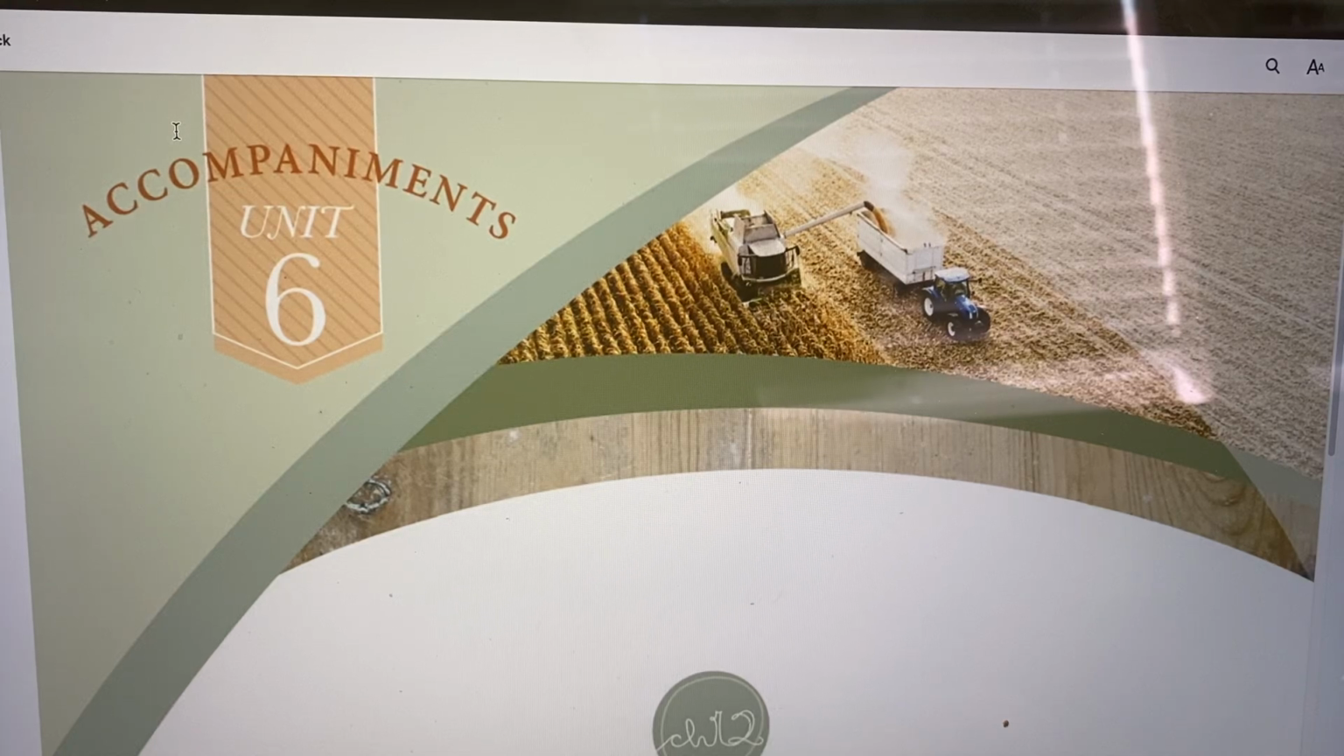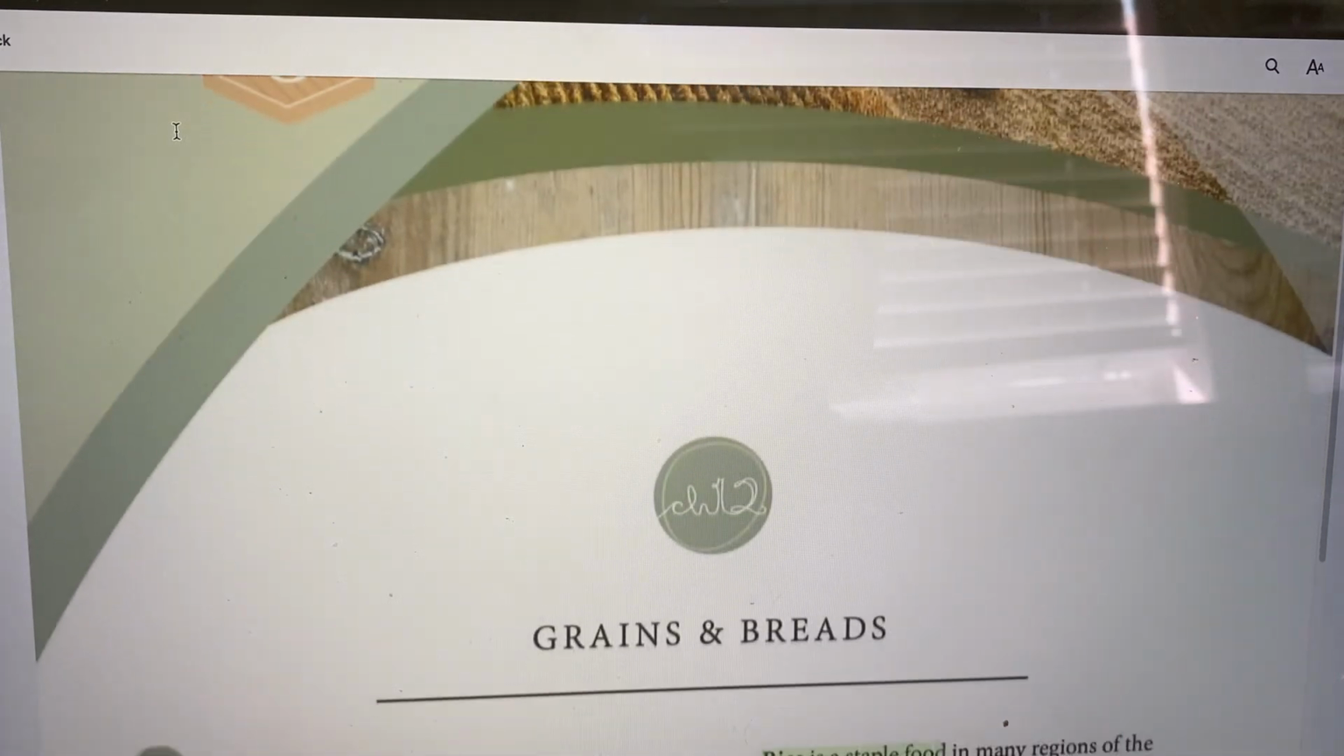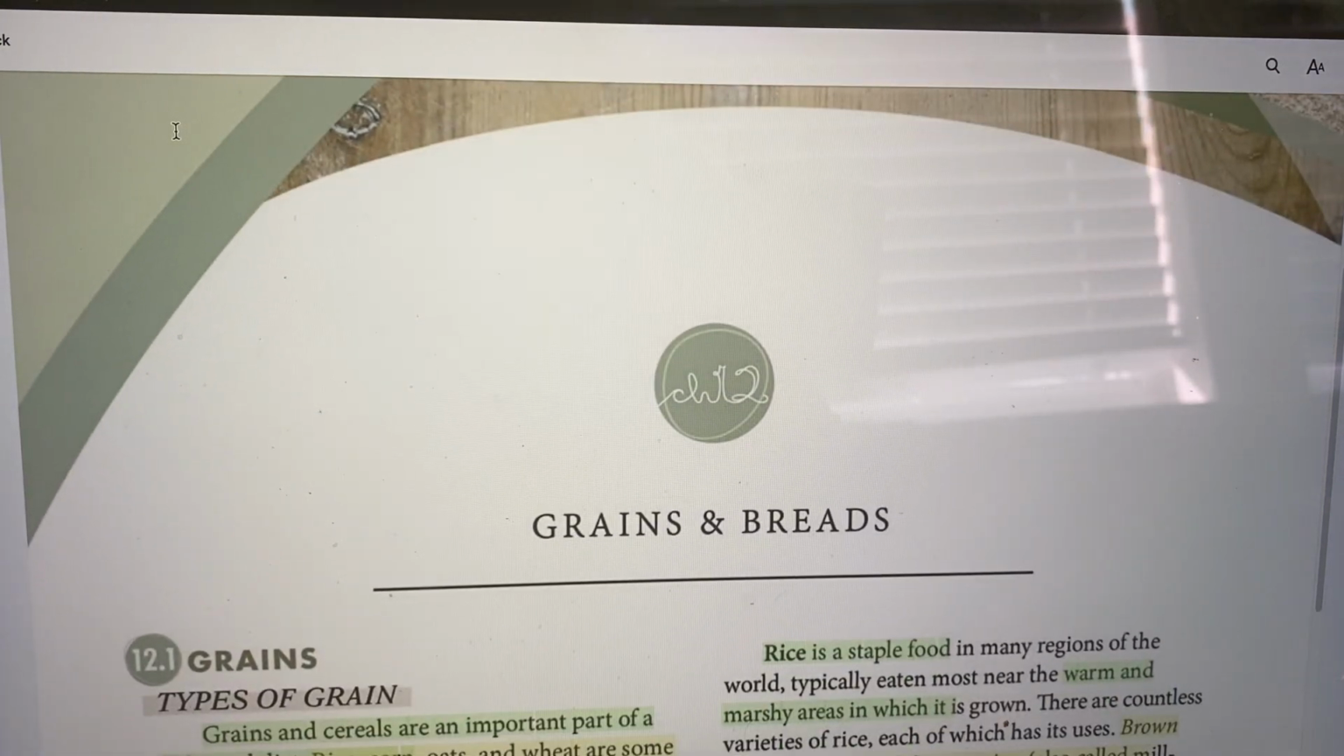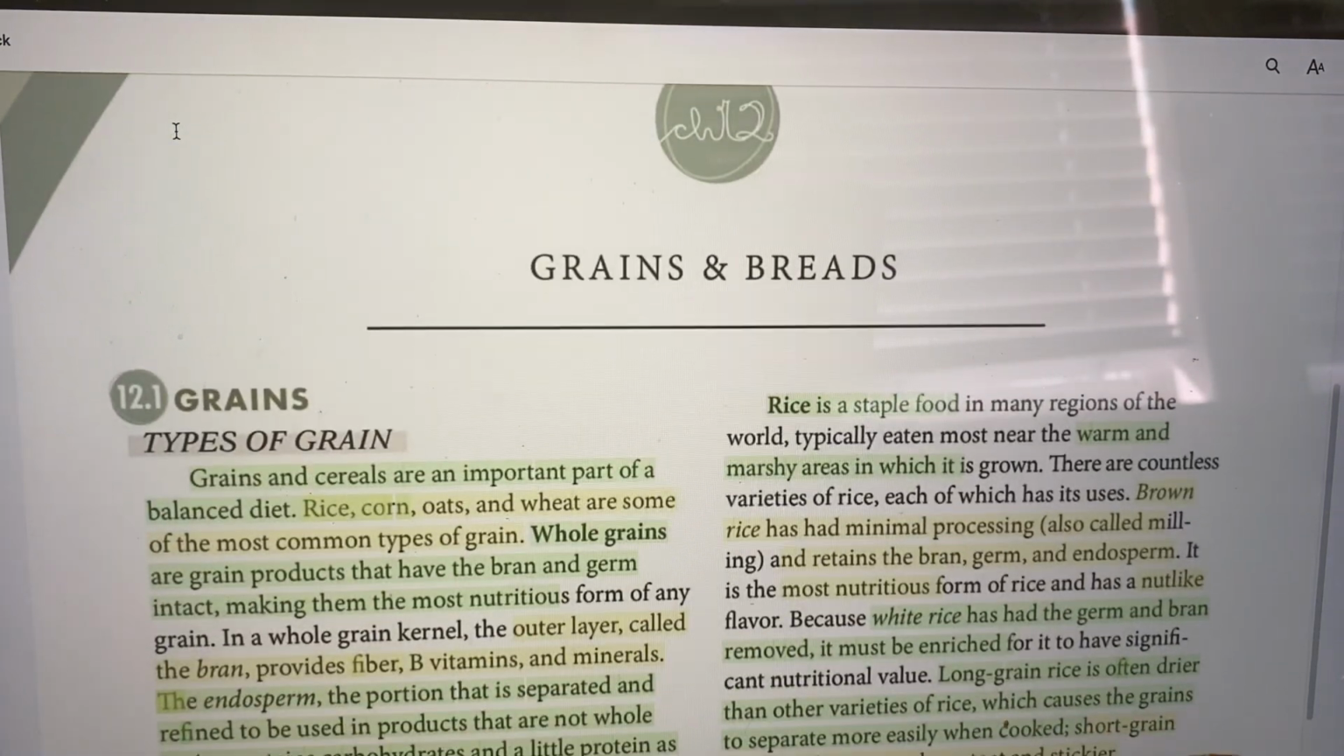So we're in your culinary book and we're going on to Unit 6. And now we're going to talk about some of the things that accompany each meal. In Chapter 12, we're going to talk about grains and breads. So 12, Section 1, grains.